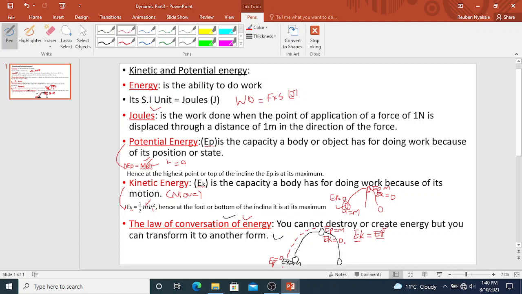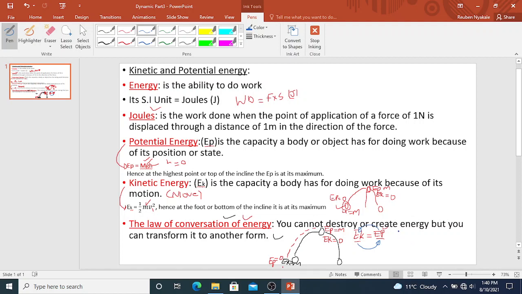That gives you the picture that EK equals EP, because you can't destroy, you can't create, you can only transfer EP to be EK. You can transfer EK to be EP. You can transfer EP to be EK. You can't destroy nor create, but you can only transform or transfer it into another form.